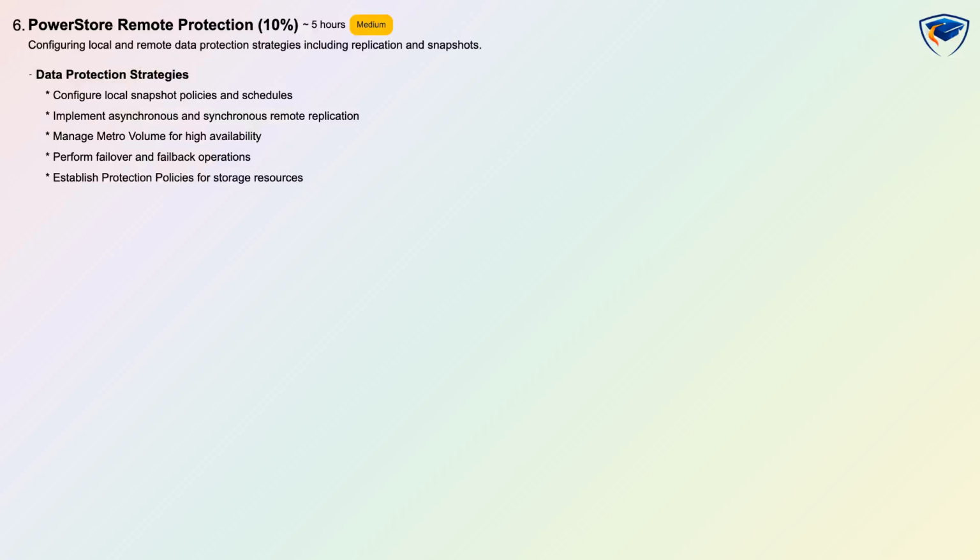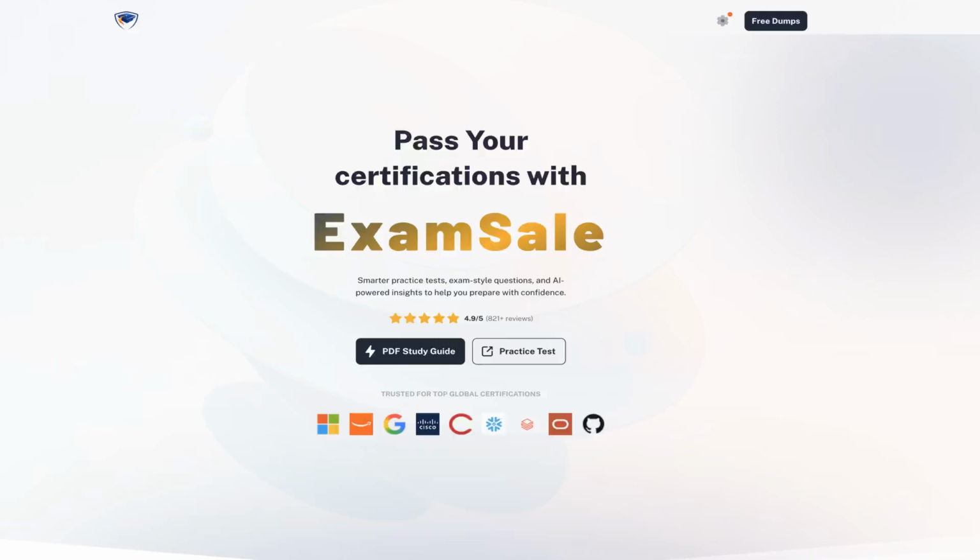In the PowerStore Remote Protection domain, you will be tested on your ability to configure local and remote data protection strategies including replication and snapshots. This domain has a weightage of 10% and includes topics such as configuring local snapshot policies and schedules, implementing asynchronous and synchronous remote replication, managing metro volume for high availability, performing failover and failback operations, and establishing protection policies for storage resources.